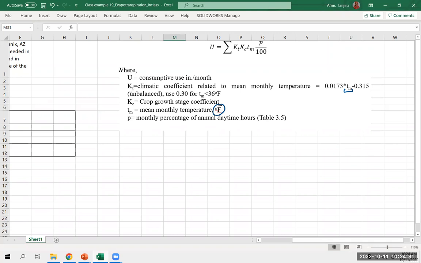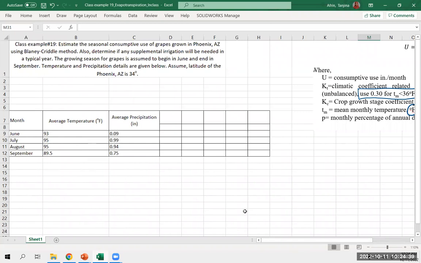Now there is one thing, use 0.3 for Tm less than 36 degrees Fahrenheit. Now what is the temperature we have for Phoenix, Arizona? 93, 95, 95, 89.5. So obviously that is not less than 36 degrees, right? So we need to use that equation.